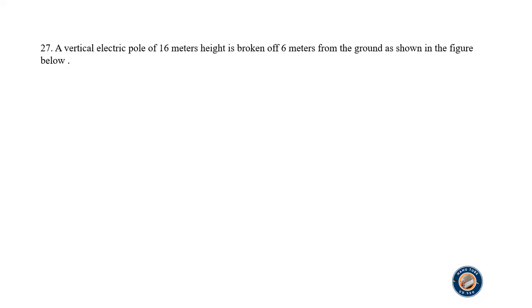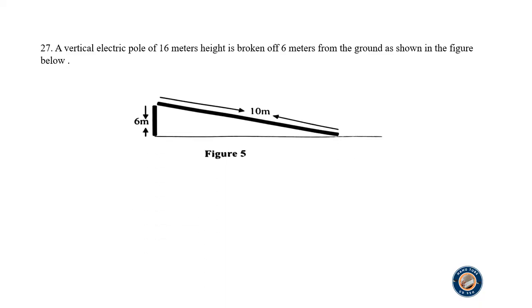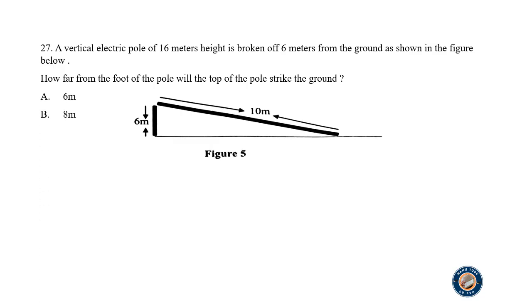Question number 27. A vertical electric pole of 16 meters height is broken off 6 meters from the ground as shown in the figure below. How far from the foot of the pole will the top of the pole strike the ground? A, 6 meter, B, 8 meter, C, 9 meter, D, 10 meter.